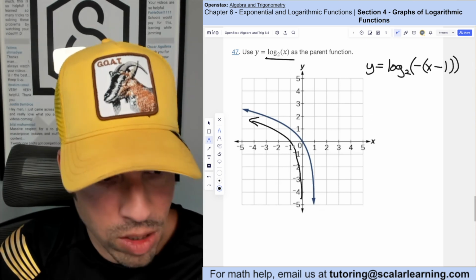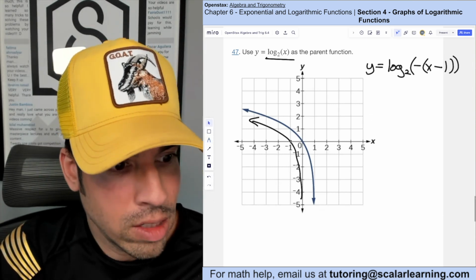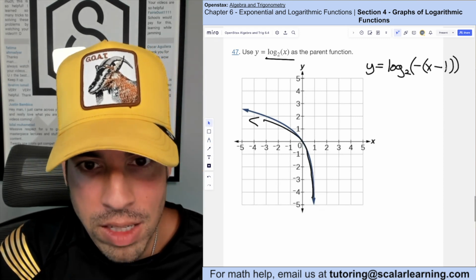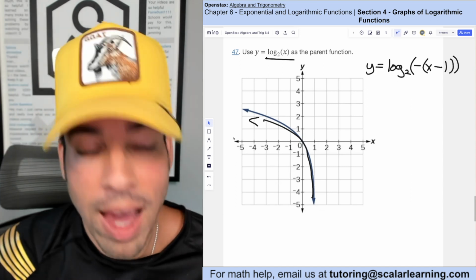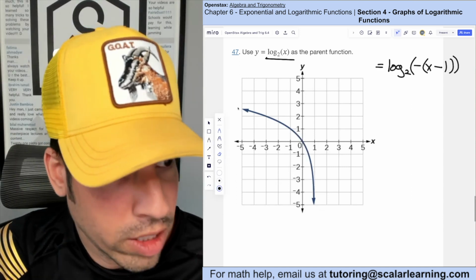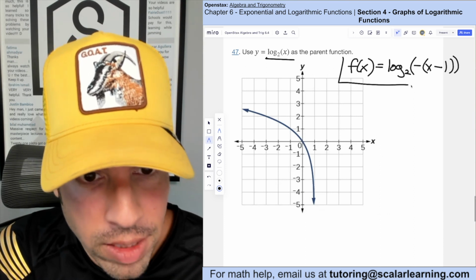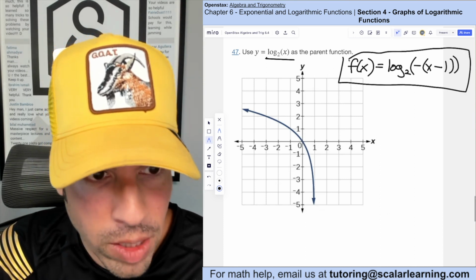And this also makes sense because if you see how I've drawn the graph, it needs a shift to the right by 1, and a shift to the right is by minusing 1 from x, right? Shift to the left, you'd be adding 1. And then last but not least, we'll exchange that y with f of x if we want this in function notation. So f of x equals log base 2 of negative x minus 1, boom, done.